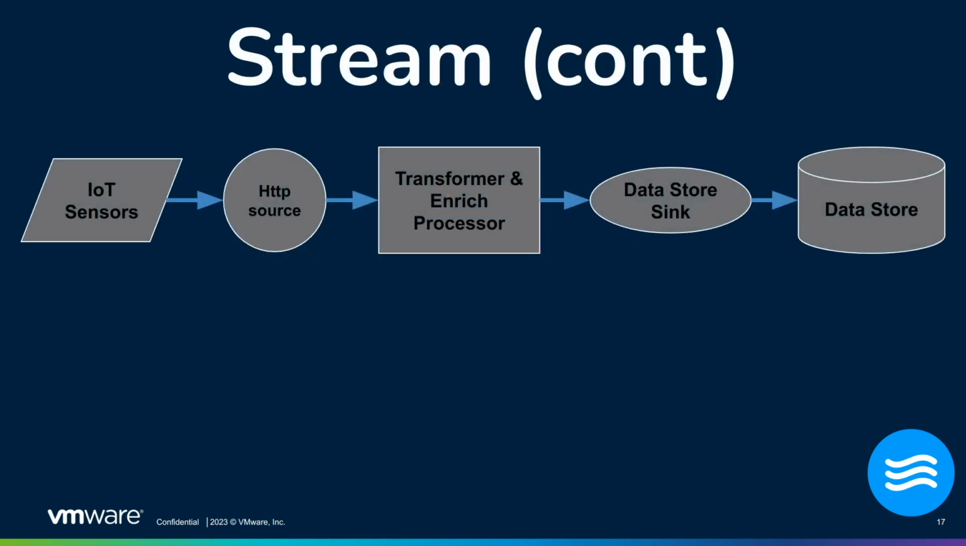So let's look at an example. So let's say there's an IoT device that can only produce HTTP requests because somebody who developed this didn't know about AMQP or anything like that. They can just make a HTTP request. So you can have an HTTP source that receives these events and puts them on the stream. Then you can transform or enrich this, and you can have a data store sink that now takes this data and puts it in a database.